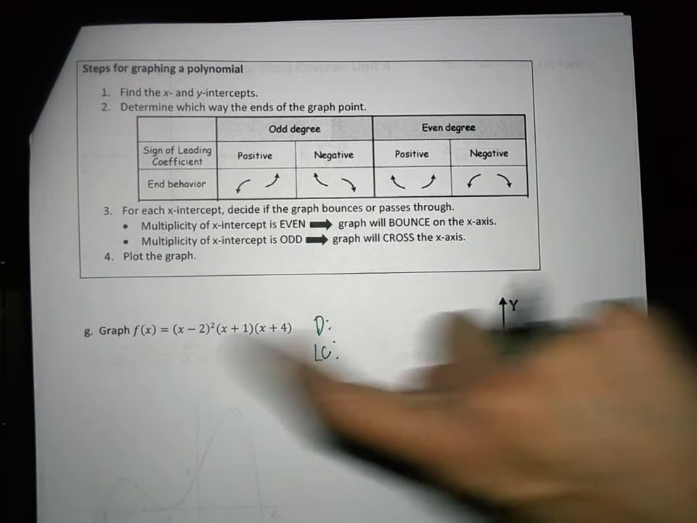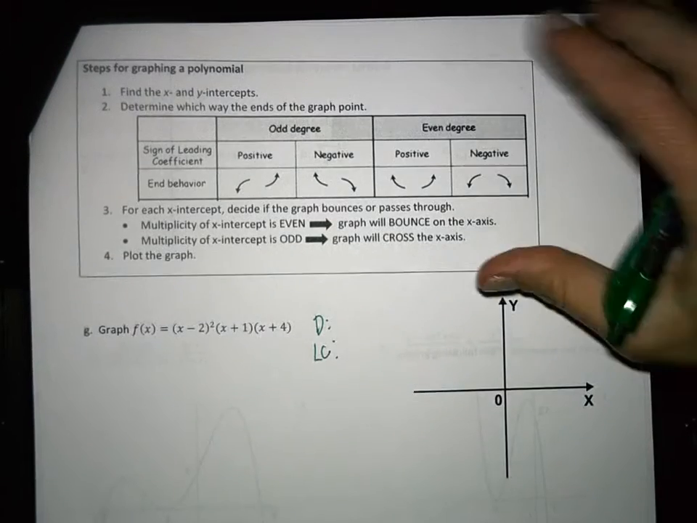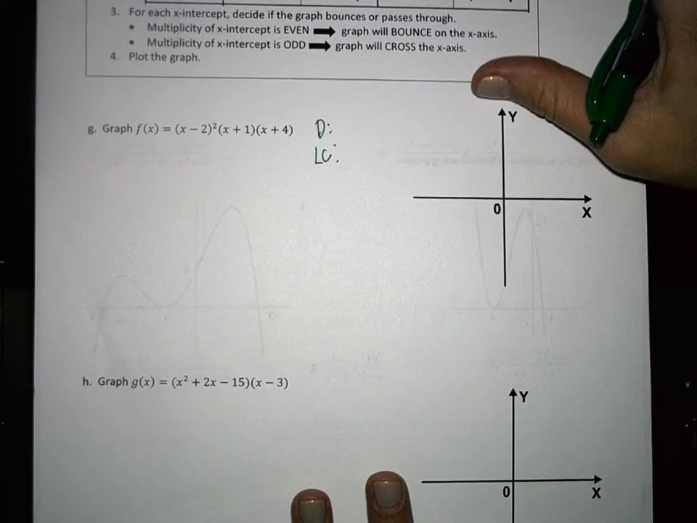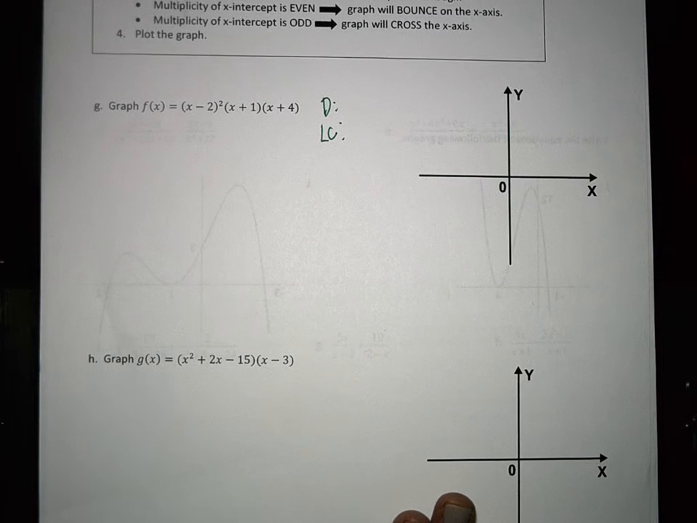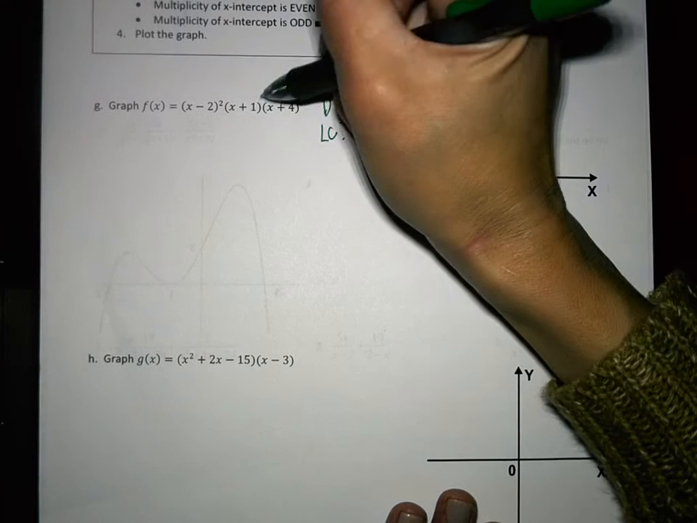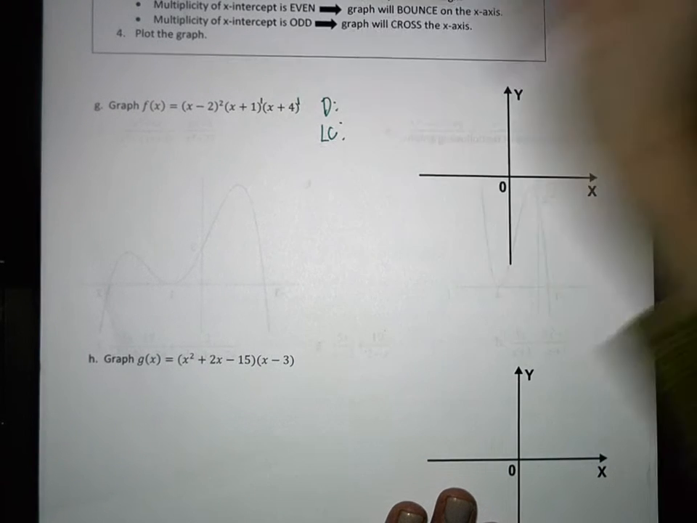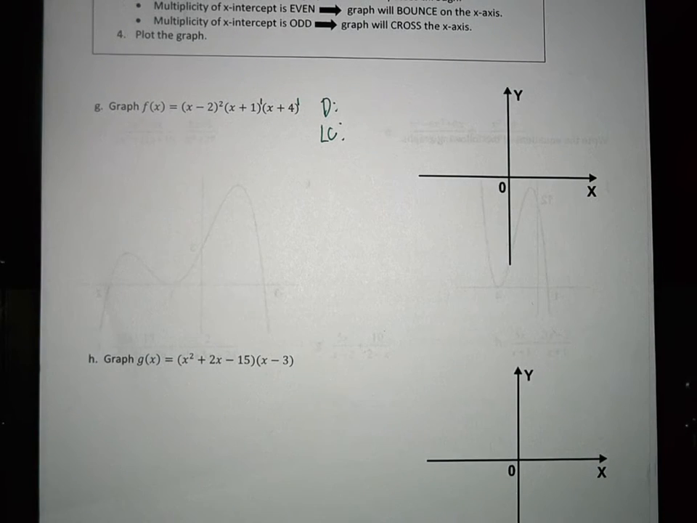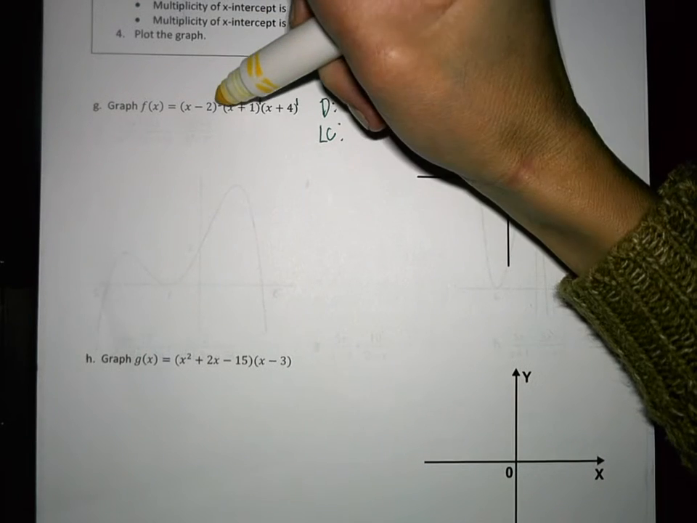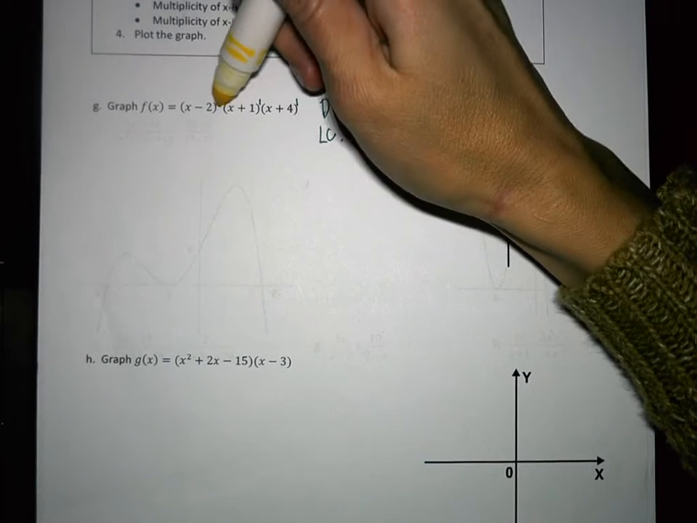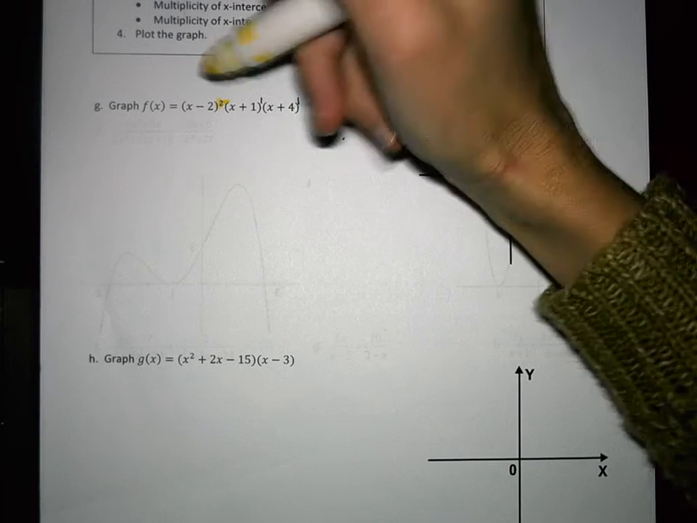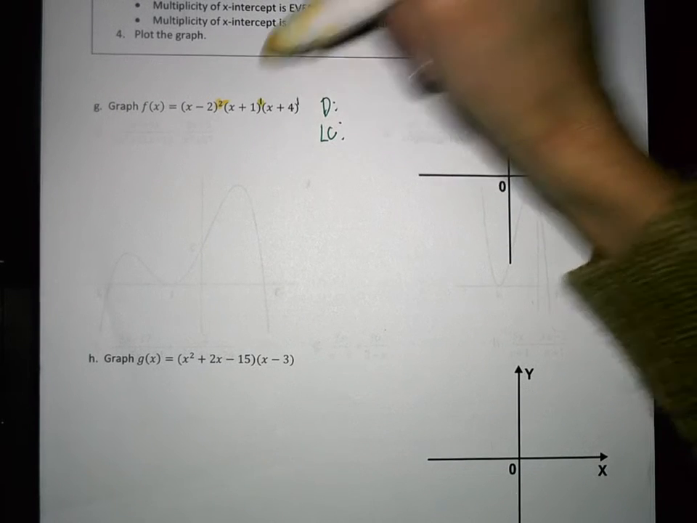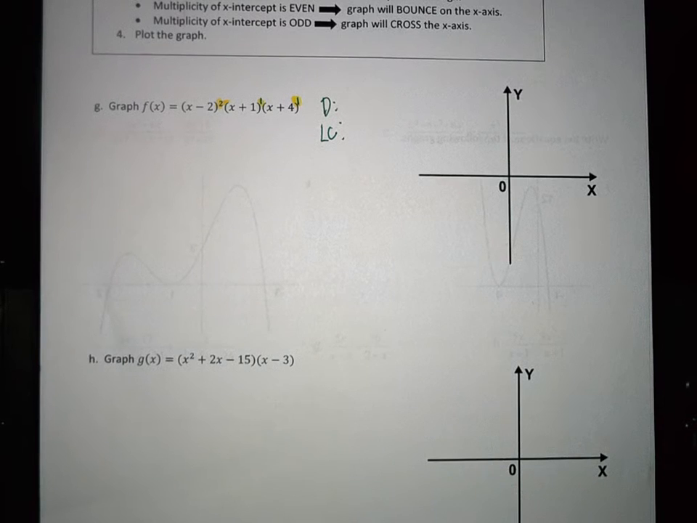Okay, on this problem here, what is the degree? 2. Oh wait. Oh yeah, it is 4. He's right. 4 is the correct answer. So you're adding exponents. You're basically trying to figure out what would be the highest exponent in here. And so it's 2 plus 1 plus 1, and the degree is 4.